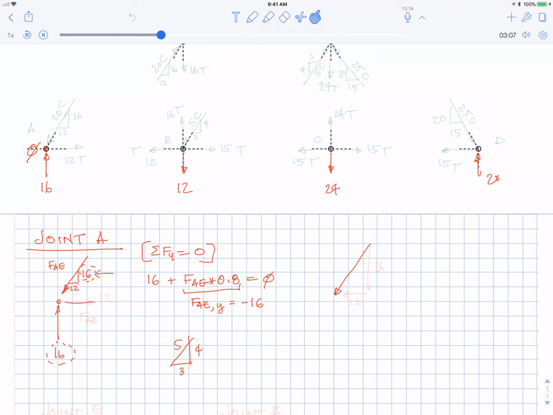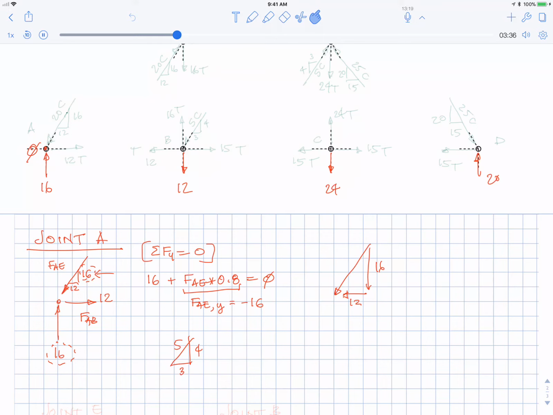Let me draw that for you. There's this 16, 12. That means 12 going to the left. Well, that's the x component of FAE. So this one, which was FAB, obviously has to be 12. Okay, let's go draw these in green on our little score sheet up above.